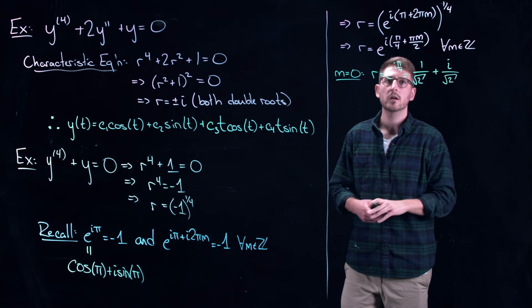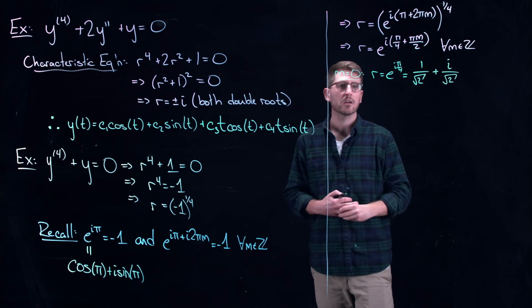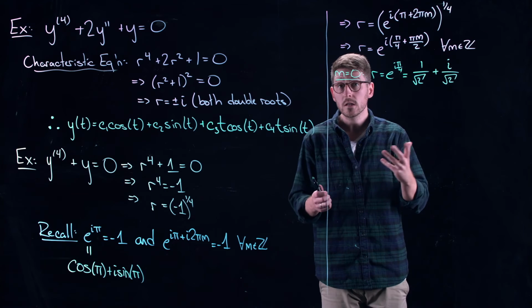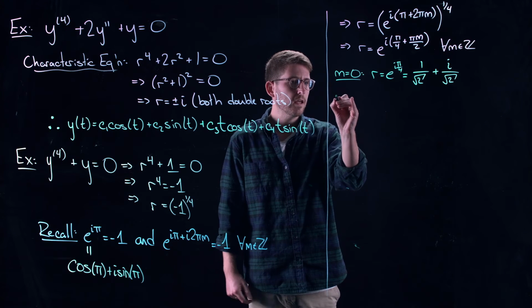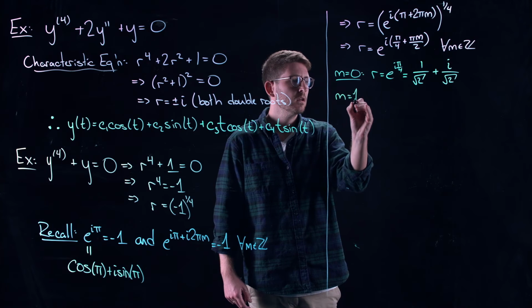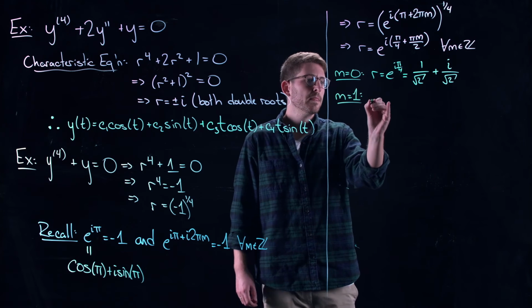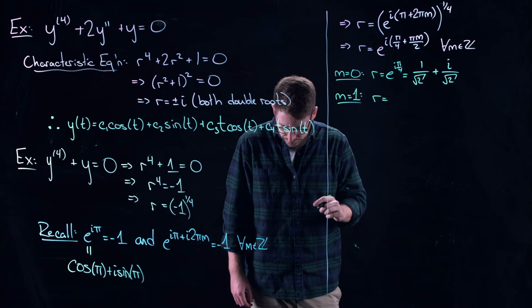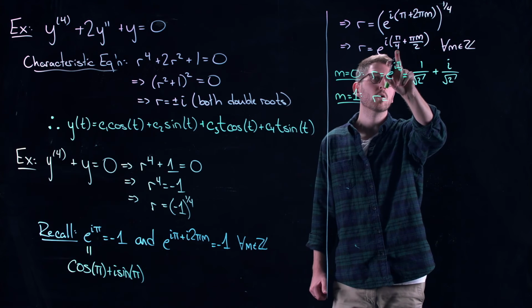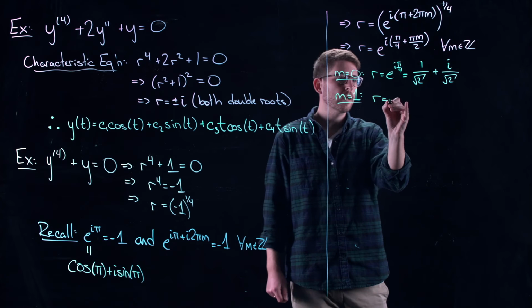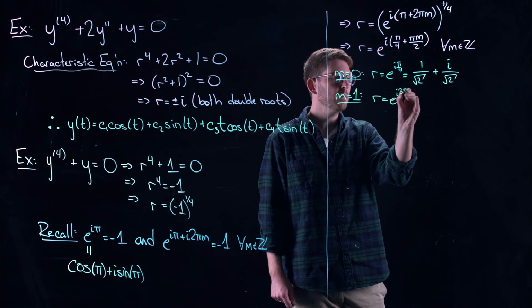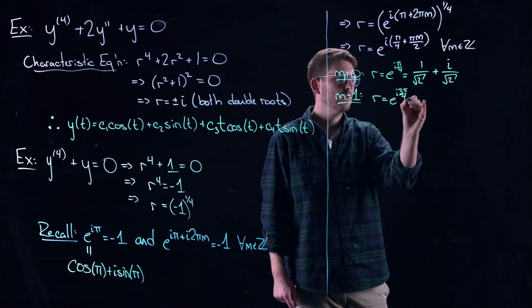So pi over 4 is the value where sine and cosine are actually equal to each other. Okay, this is okay. I can do this. It's just remembering some values of trig, but that's okay. Now, if m is equal to 1, I get pi over 4 plus pi over 2. So I get e to the i 3 pi over 4.